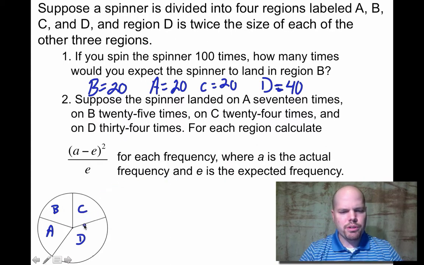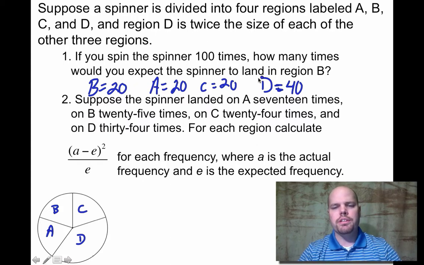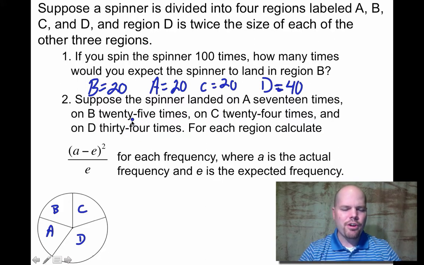What we're trying to figure out is, is this a fair spinner? In a real experiment, we would never get 20, 20, 20, and 40. We might get something like 17, 25, 24, and 34. Is that about what you expect, or is that far enough off? This chi-square statistic will test that, whether it's far enough off or about what we expected.